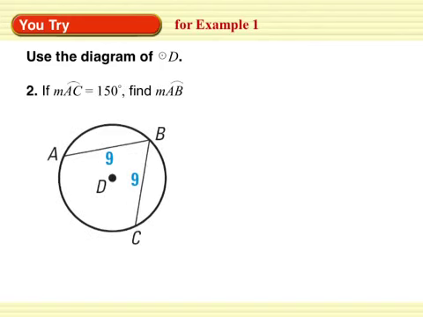You try. Use the diagram of circle D. If the measurement of arc AC is 150, find the measurement of arc AB. This one's just a tad bit more difficult. Not too bad though. Push pause.